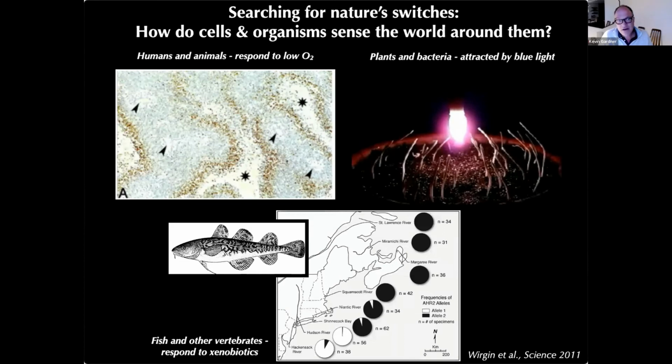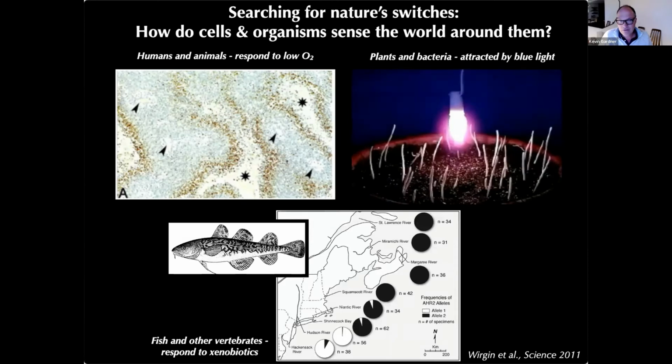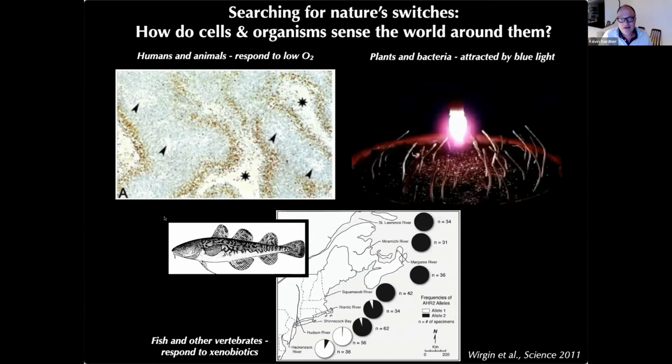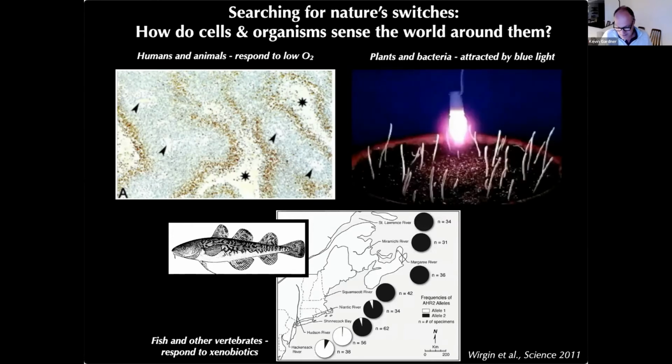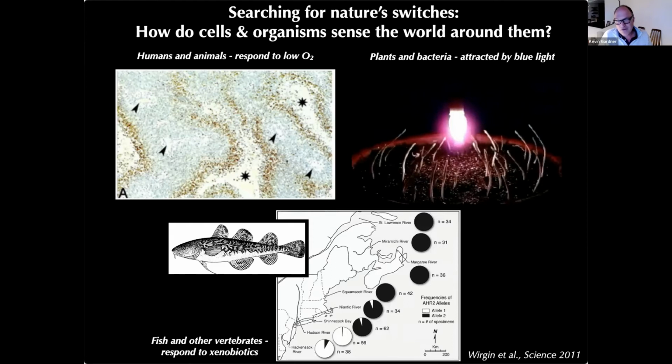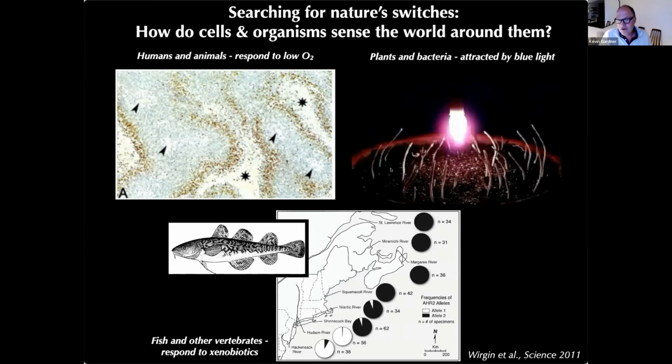I'm really interested in understanding how organisms, individual cells, or something like this mighty fish down here at the bottom middle of the screen, how they know what's going on in the world around them. And I'm someone who is a curious soul, so I don't want to understand that just in one system, but in a whole bunch of systems. For example, how do our cells know if they have enough oxygen or not?